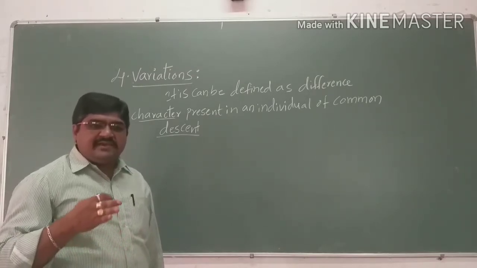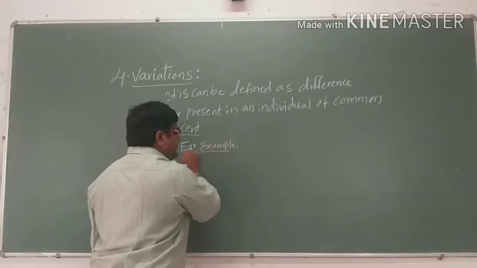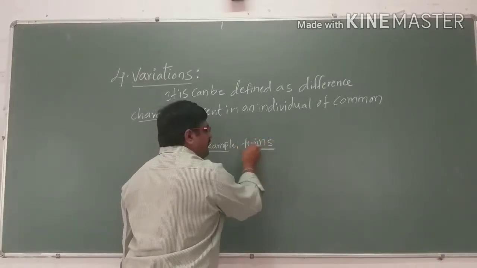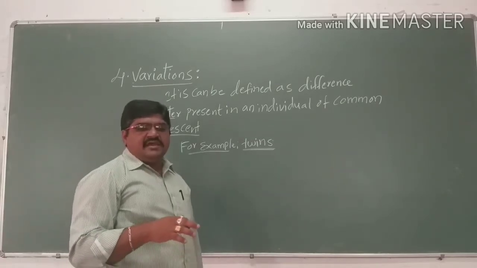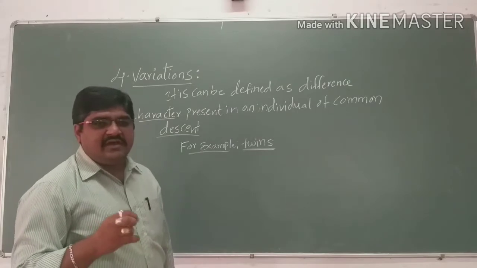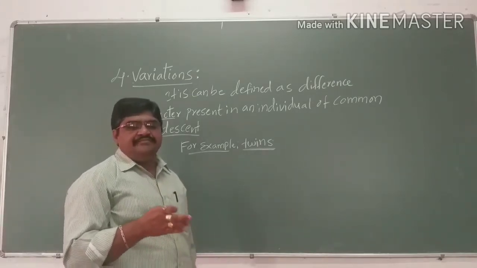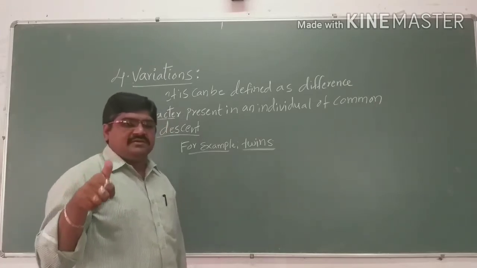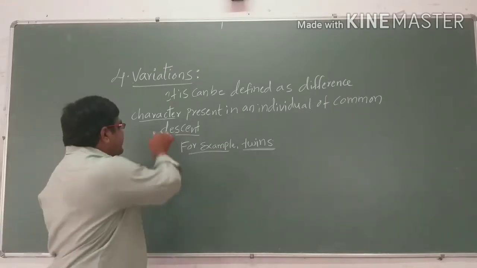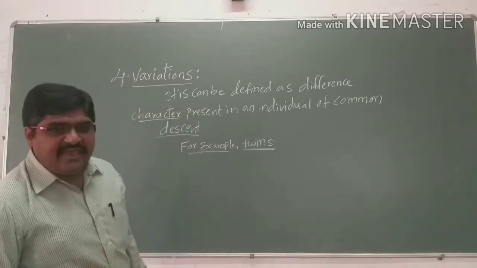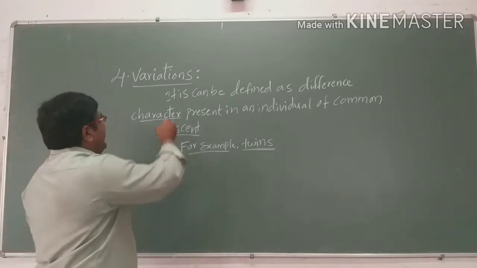If we take twins, for example, morphologically they look the same, but genetically, when it comes to characteristics, the characters differ from one person to another. Two persons do not have the same type of characters. Like fingerprints, which vary from one person to another, the characters present in an organism or individual vary. This type of character we call a variation.